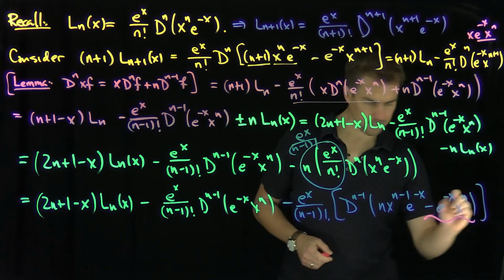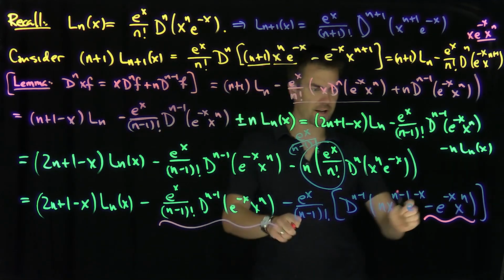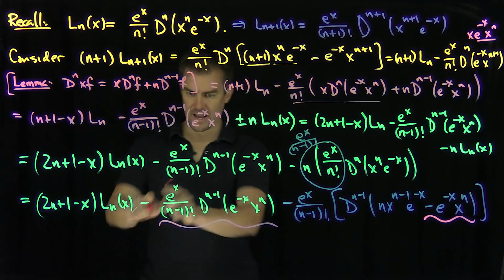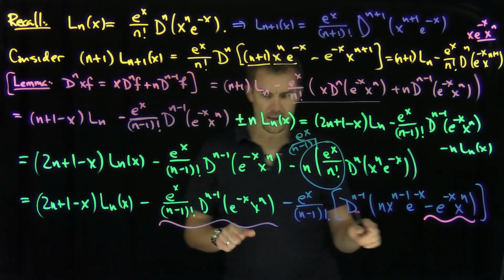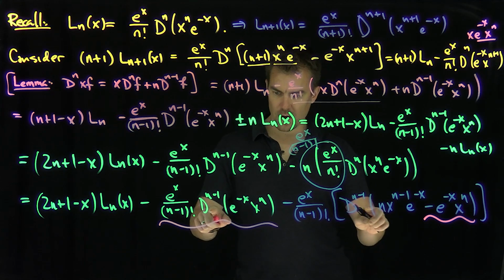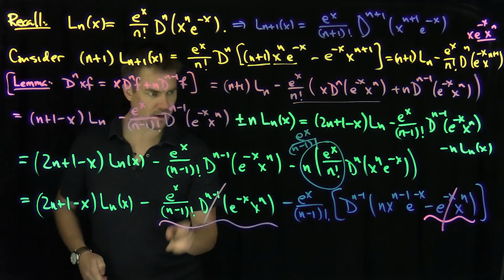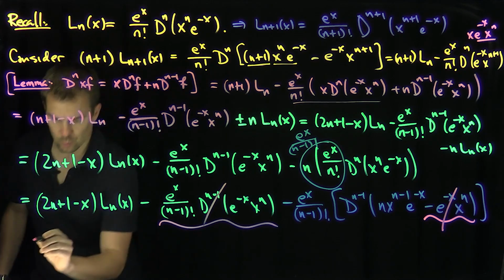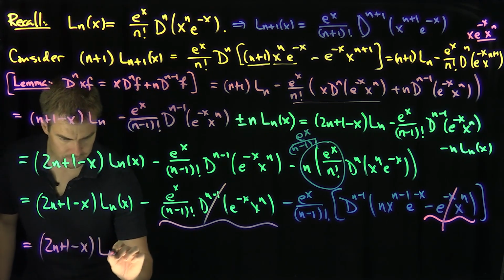Now let's look at these terms over here. This term over here and this term over here are exactly the same, but opposite, right? Because I have a negative, that will turn into a positive. I have a negative over here. I have an e to the x over n minus 1 factorial on both of them. And then I have n minus 1 derivatives of e to the x, x to the n. So this term over here and this term over here are going to cancel out. And this just becomes 2n plus 1 minus x Ln.